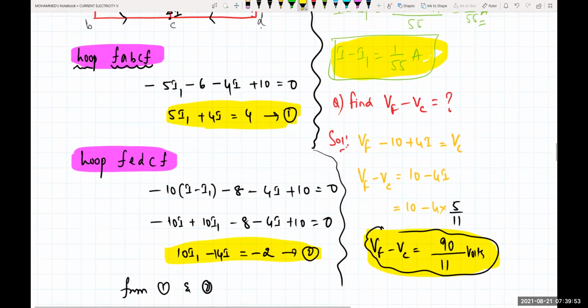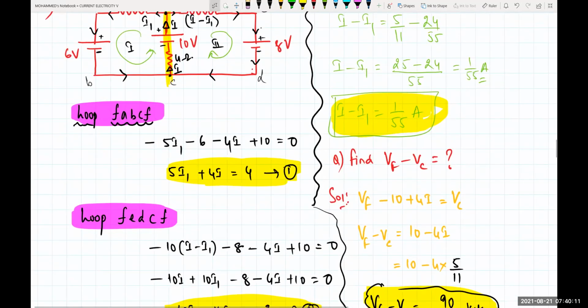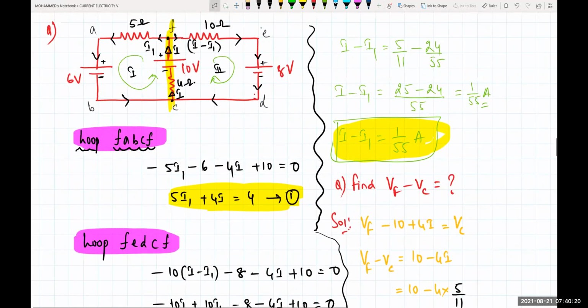VF minus VC. From this circuit, I'm coming from here to here. At F, the potential is VF. I'm just coming from F to C. And when I'm coming from F to C, I'm able to see that there is a cell in between for me, positive to negative. I'm ending at the negative terminal. So that is the reason I'm writing here VF minus 10. And there is also current coming. Potential across resistance, I into 4. It is going from C to F. I'm coming from F to C. So that is the reason for plus 4I. Okay, sir. That is equals to VC. Let's see, the potential will be equal to VC. Clear?